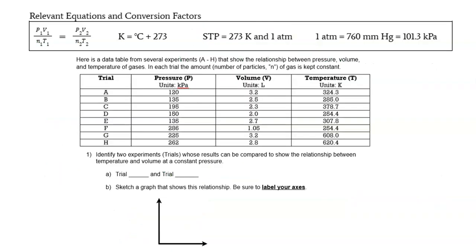All right. Last, this is just a data interpretation. So it says we have a table where they're looking at different pressures, different volumes, different temperatures, just to get that relationship. Okay? N is kept constant. So we have to identify two experiments or trials whose results can be compared to show the relationship between temperature and volume at constant pressure. So all we're looking for is we're going to look at our pressure values, and we're going to look for two that match. So 120, no others are 120. 135, 135. So those two right there have a constant pressure. They have the same pressure. So that would be trial B and trial E.